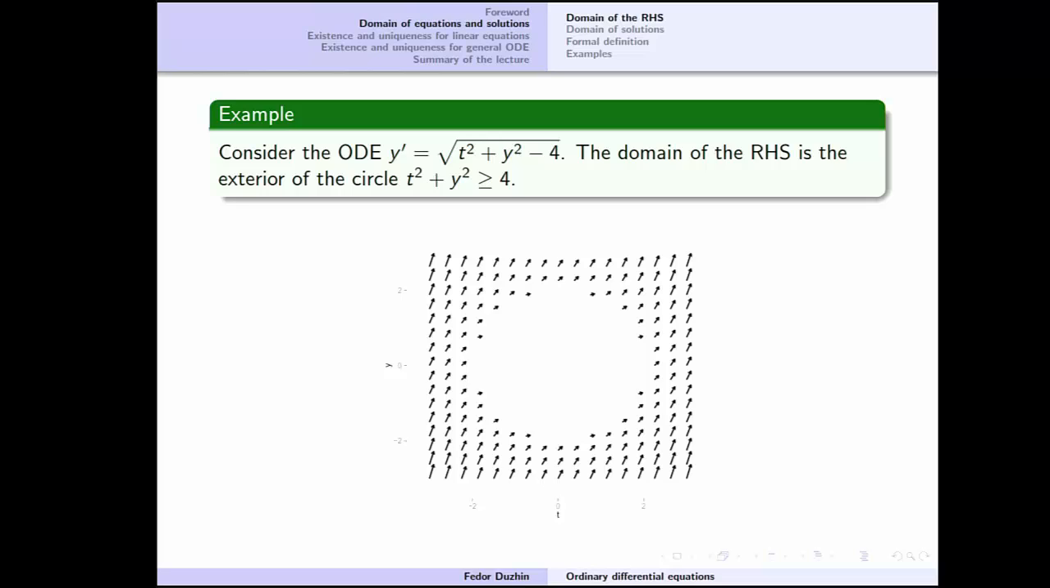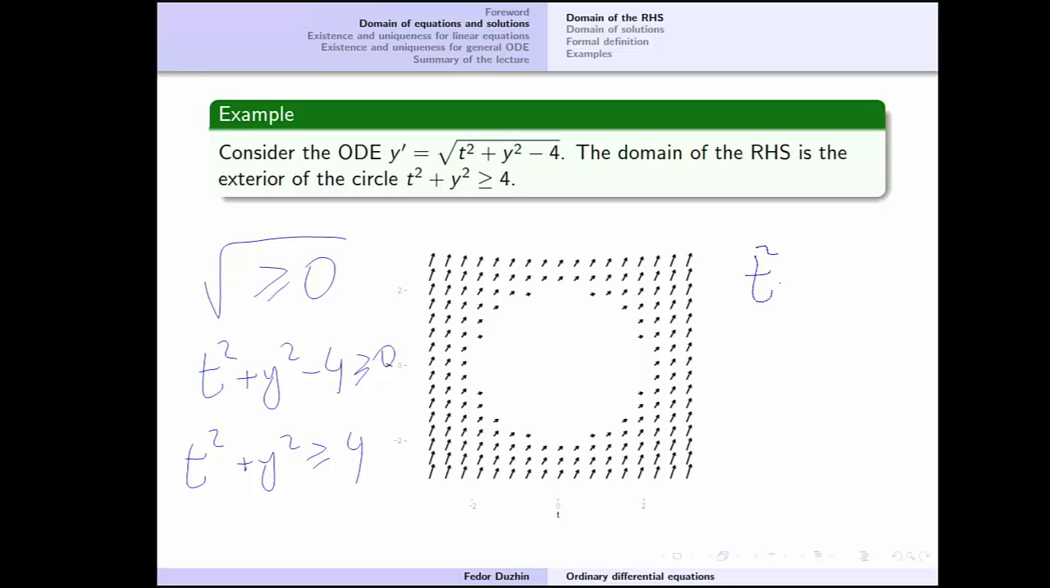So for example, here the right-hand side is the square root of t squared plus y squared minus 4. Since we have the square root, whatever expression is inside of the square root must be non-negative. So in our case, t squared plus y squared minus 4 must be non-negative, which means t squared plus y squared must be bigger than or equal to 4. And I hope you still remember that if t squared plus y squared is exactly 4, which is 2 squared, then that's the circle of radius 2 on the plane ty.